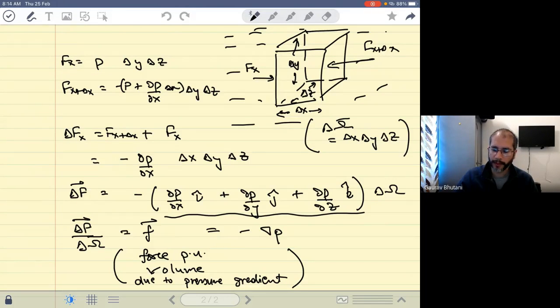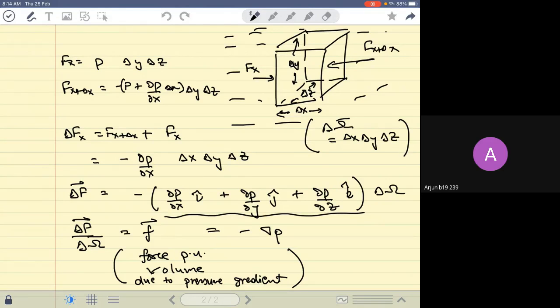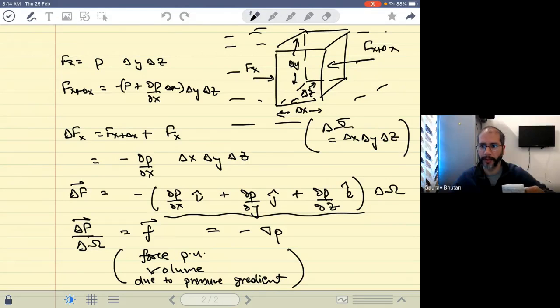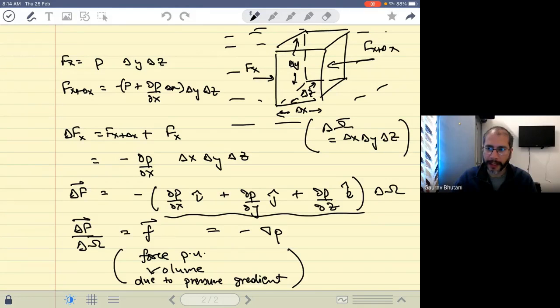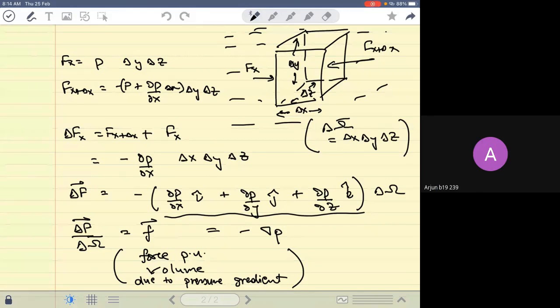Any questions on this? Sir, yes, sir. We are taking the cube to be small enough so that the pressure doesn't vary along the faces, right? Yes, you're right. Okay.